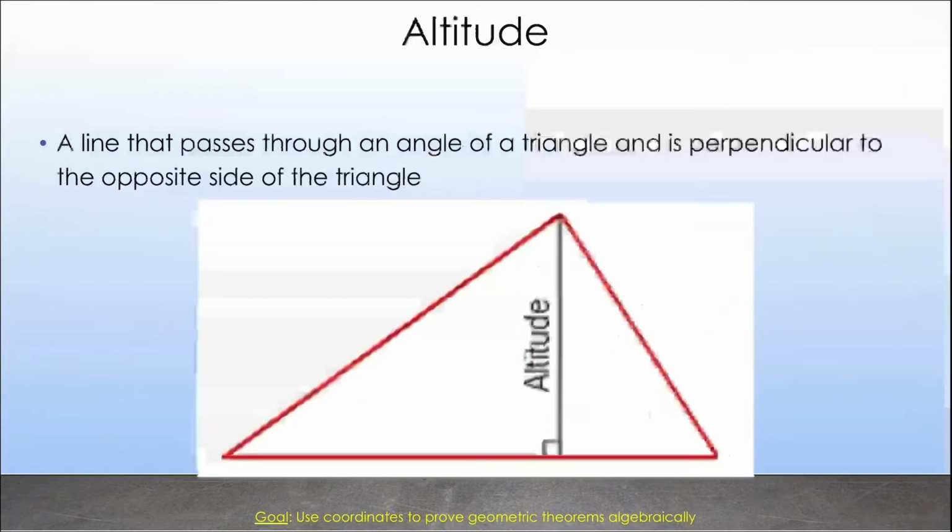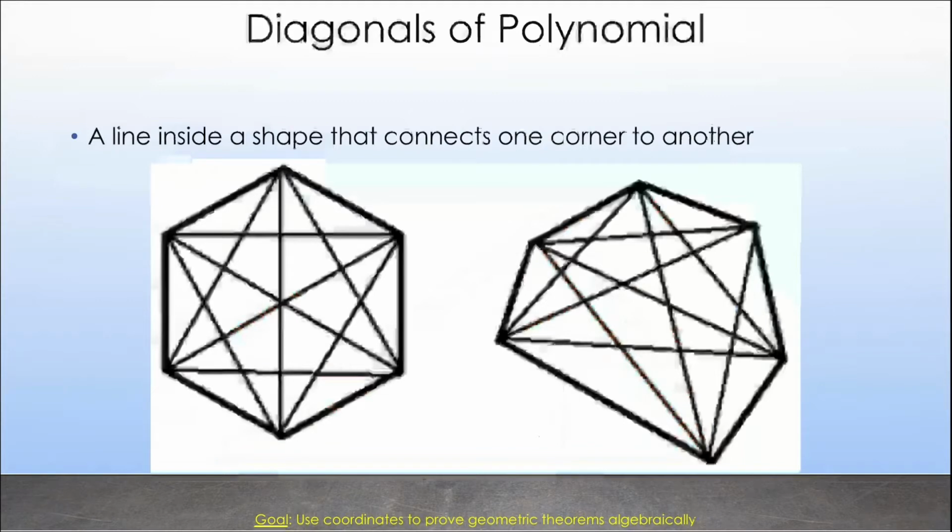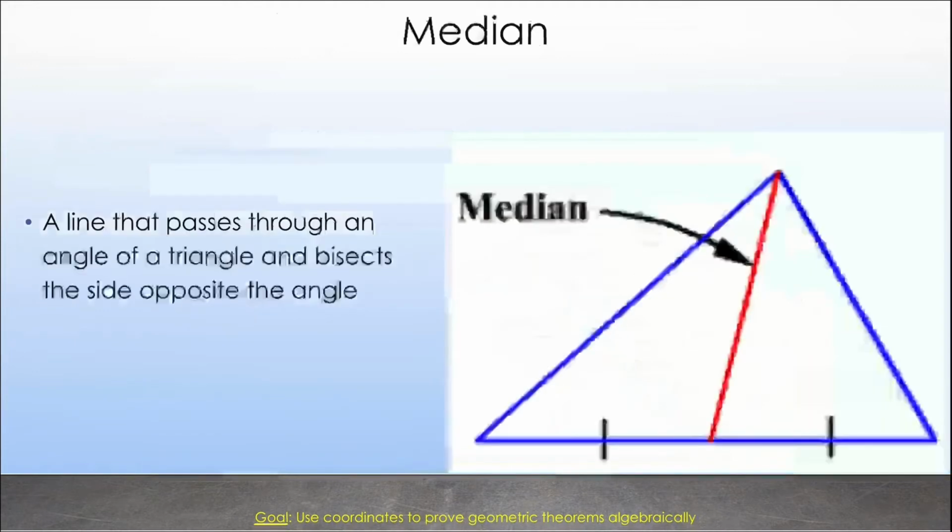An altitude is a line that passes through an angle of a triangle and is perpendicular to the opposite side of the triangle. So notice I'm not bisecting anything here. This is creating an altitude, which we use to find the height of an object. Diagonals of polygons: a diagonal is a line inside a shape that connects one corner to another. So we can have all sorts of diagonals of polygons.